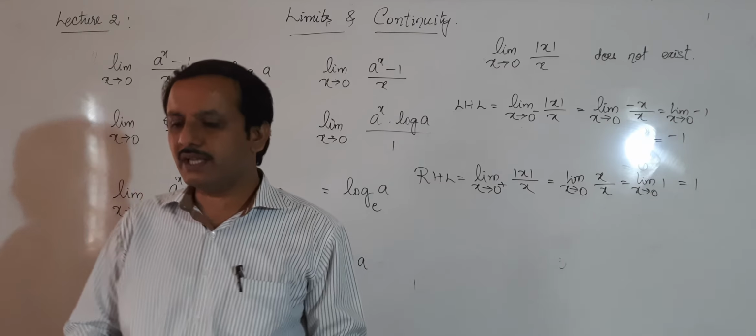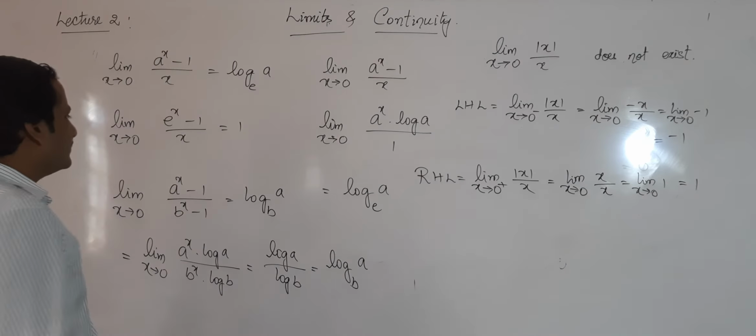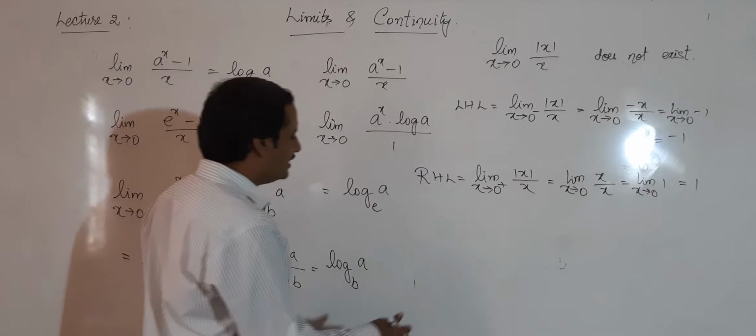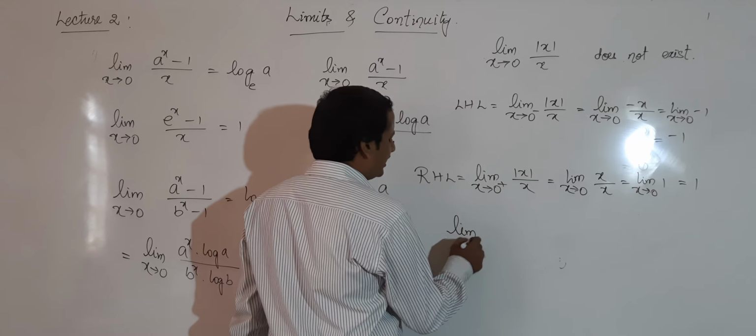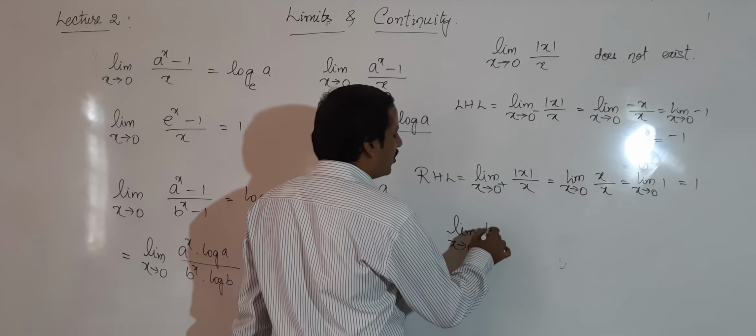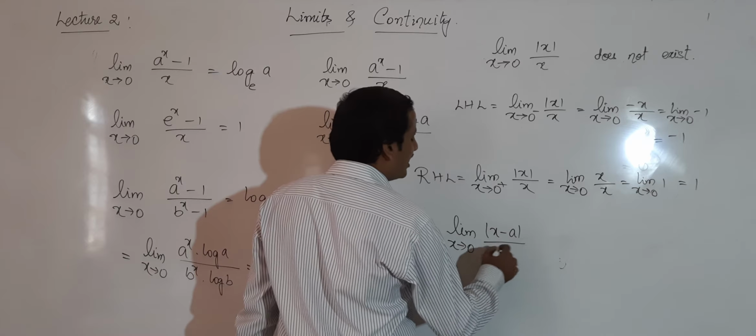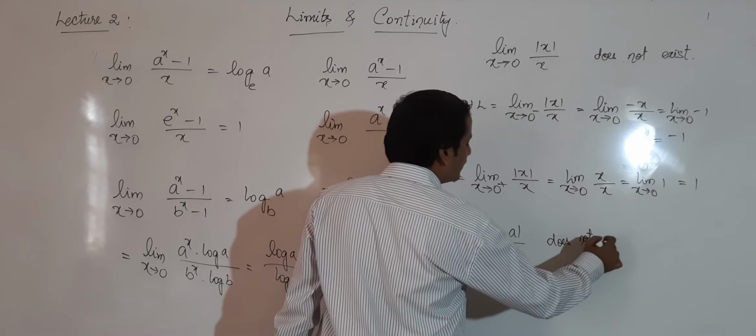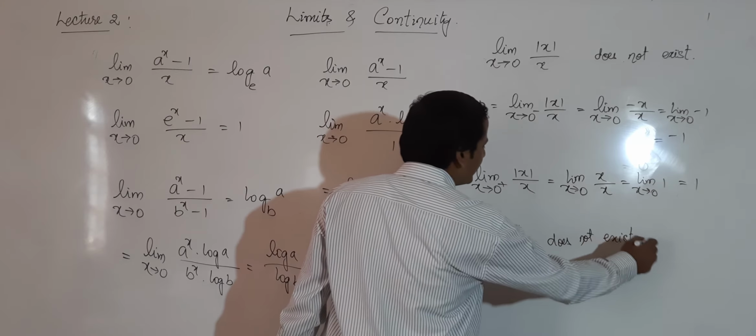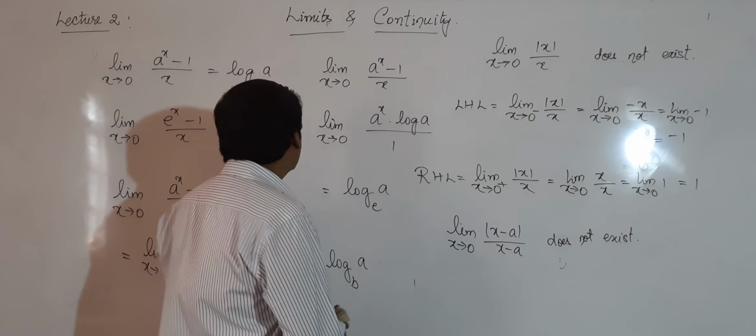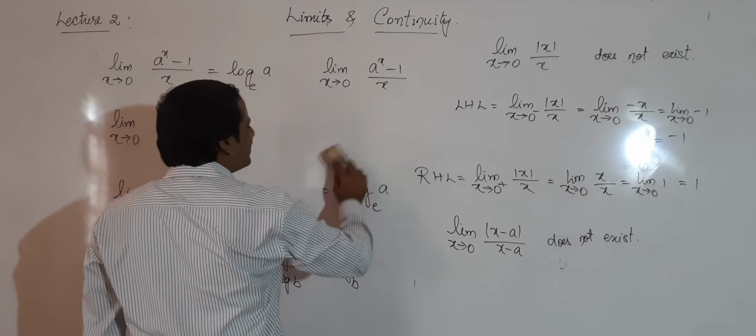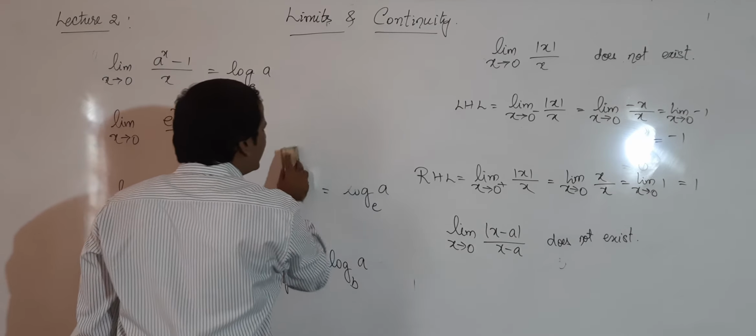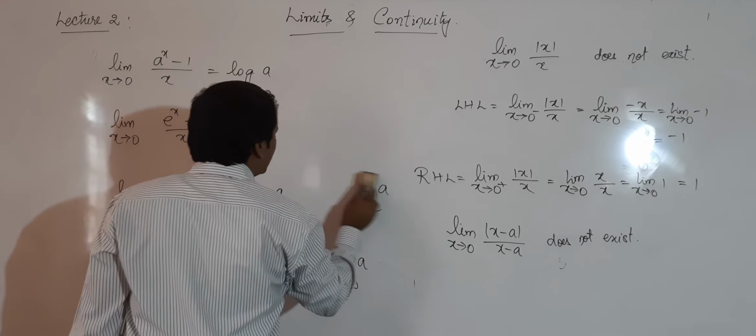Okay? Then, on the same lines, I can write that limit x tends to a of mod x minus a divided by x minus a does not exist. So here also the same thing will happen. The left hand limit will be equal to minus 1 and right hand limit is plus 1. Therefore, the limit does not exist.